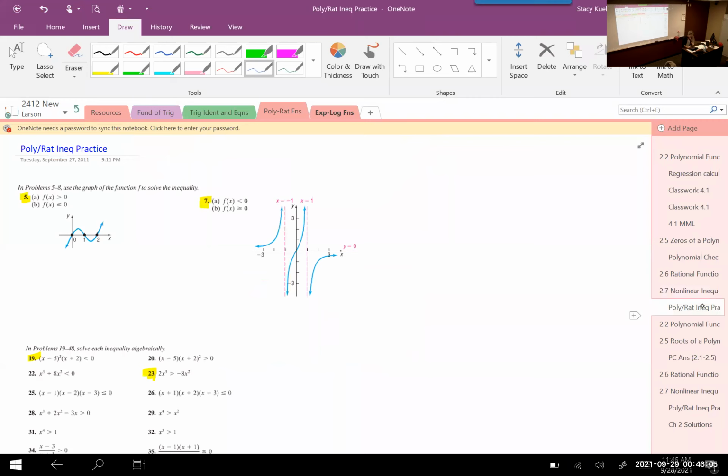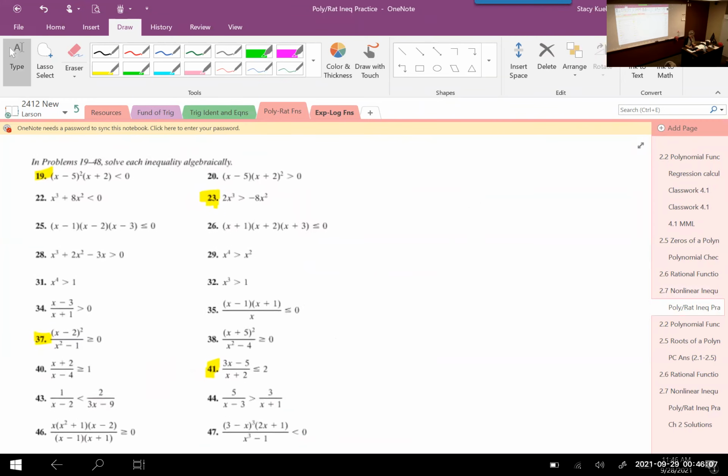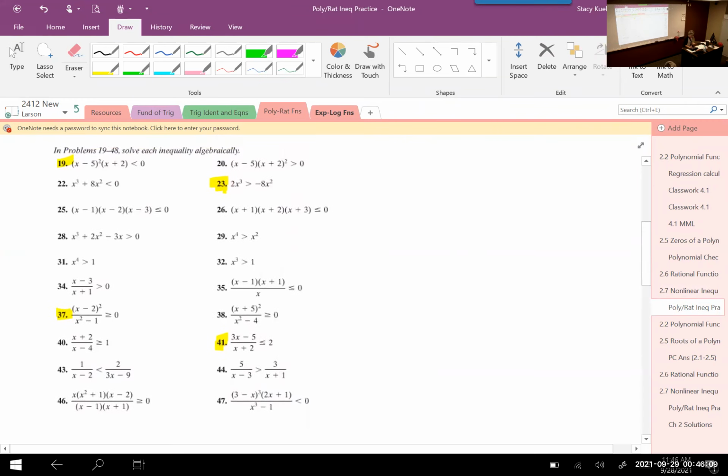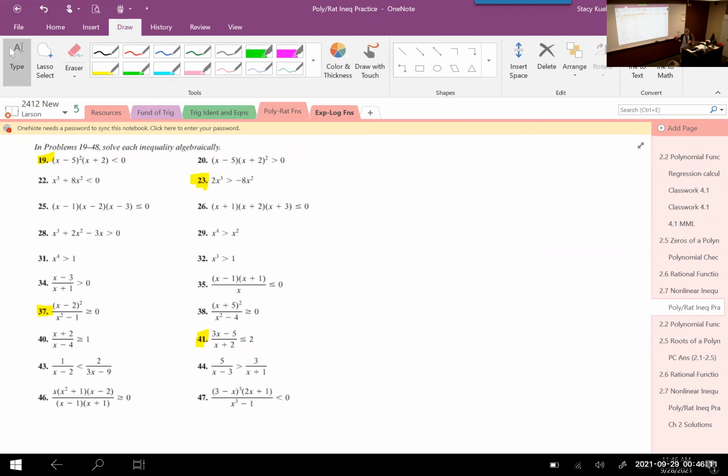So what I want you to practice on then, there are 4 problems here, the highlighted problems. Solve each inequality algebraically. Graphically, we can read a graph, so that's not what we're practicing here. So I want you to solve these 4 highlighted inequalities. 2 of them are polynomials, 2 of them are rational functions. And if you have questions on them, let me know.